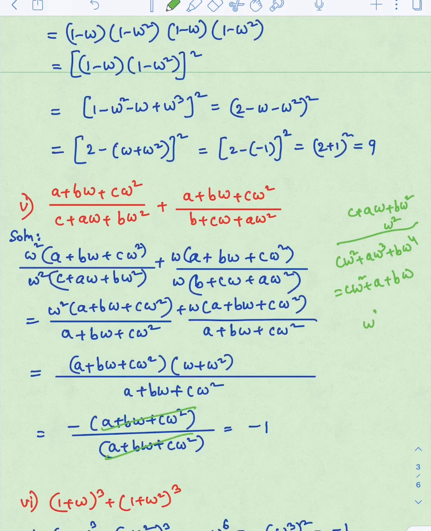1a is a. Omega power 4 is what? Omega cube into omega, which is equal to omega. That's why here only b omega will come. So you can see these three terms here. Same like this here also.